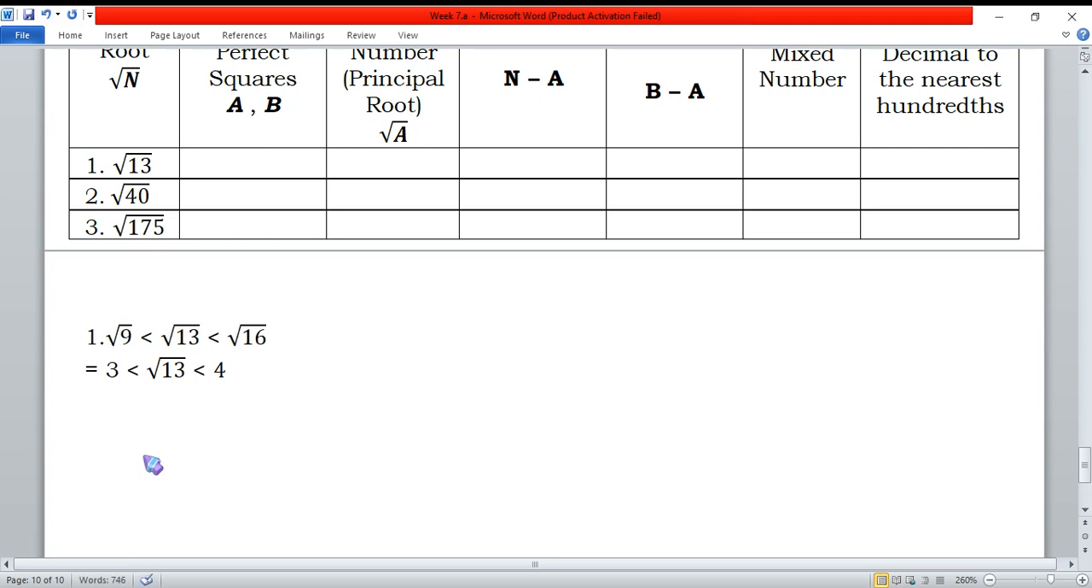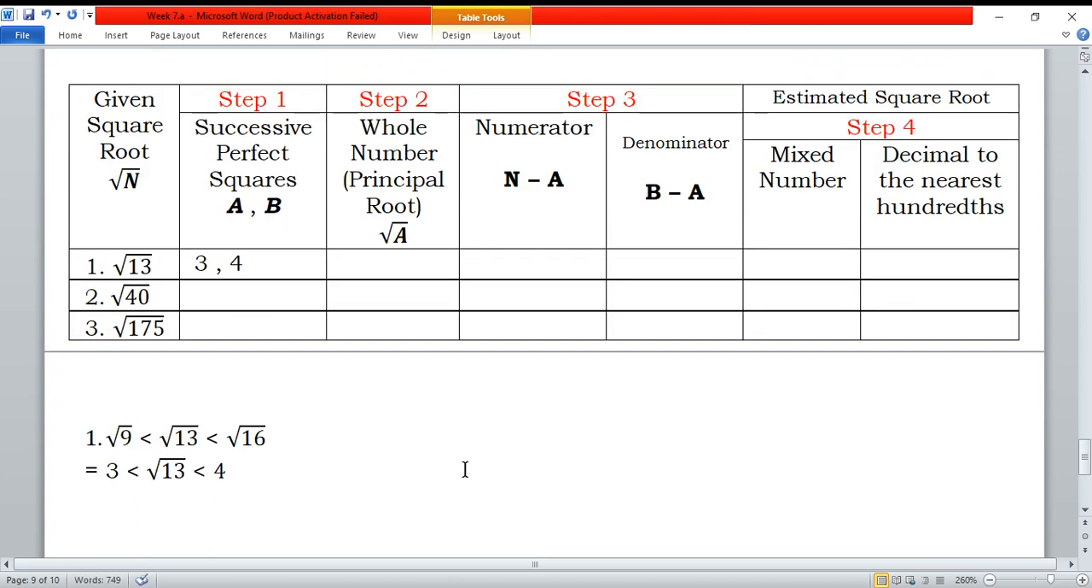Number 1. Ulit. So, number 1 natin. Okay, ganyan. The square root of 9 is 3. Square root of 16 ay 4. Okay? So, meaning, ang A natin dito ay 3. Tapos, ang B naman natin ay 4. Okay? Ayun. So, tuloy natin.